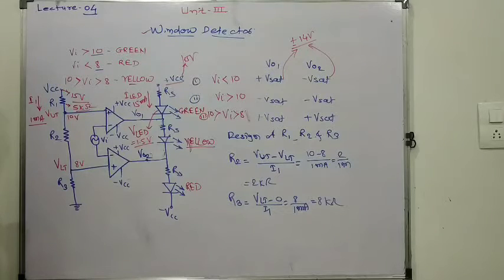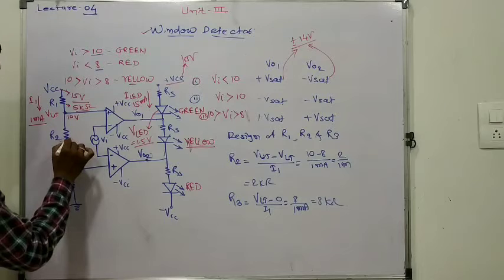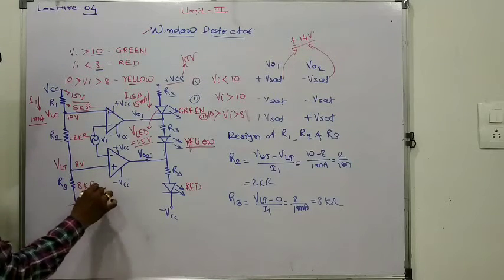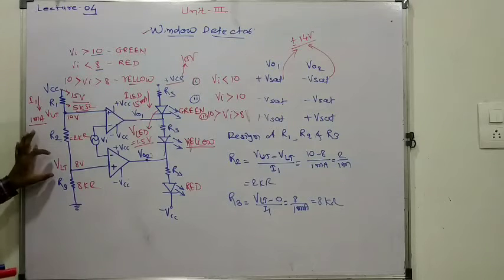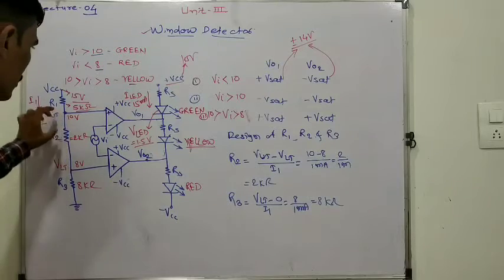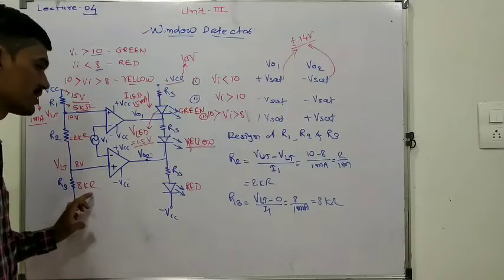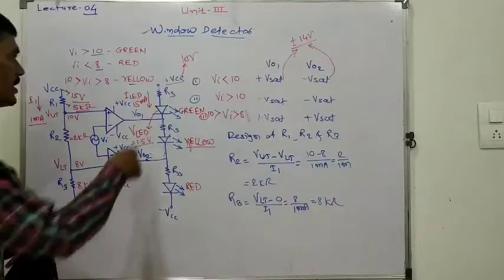So this is what R1, R2 and R3 are. R2 is equal to 2 kilo ohm and R3 is 8 kilo ohm. These are the values of the voltage divider circuit to get VUT and VLT as 10 volt and 8 volt. So R1 is equal to 5K, R2 is equal to 2K and R3 is equal to 8 kilo ohm. Now next point, to calculate the RS value.